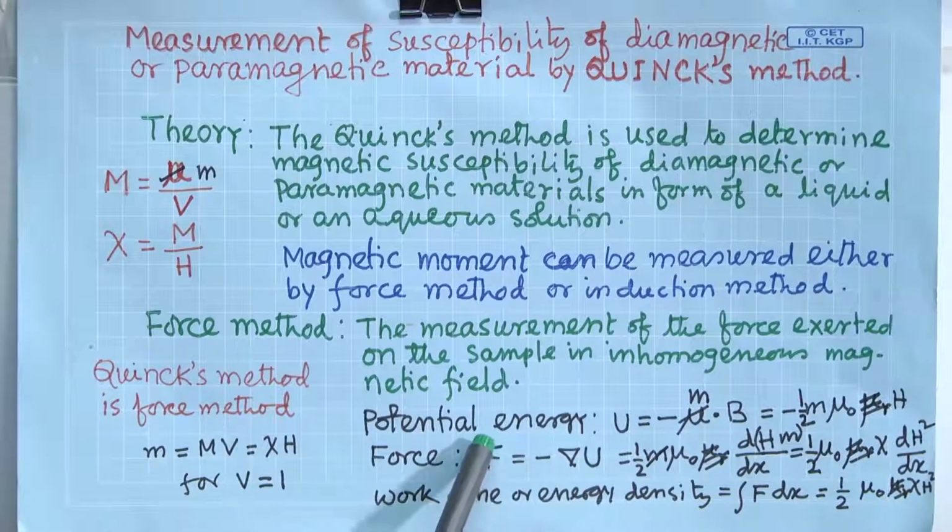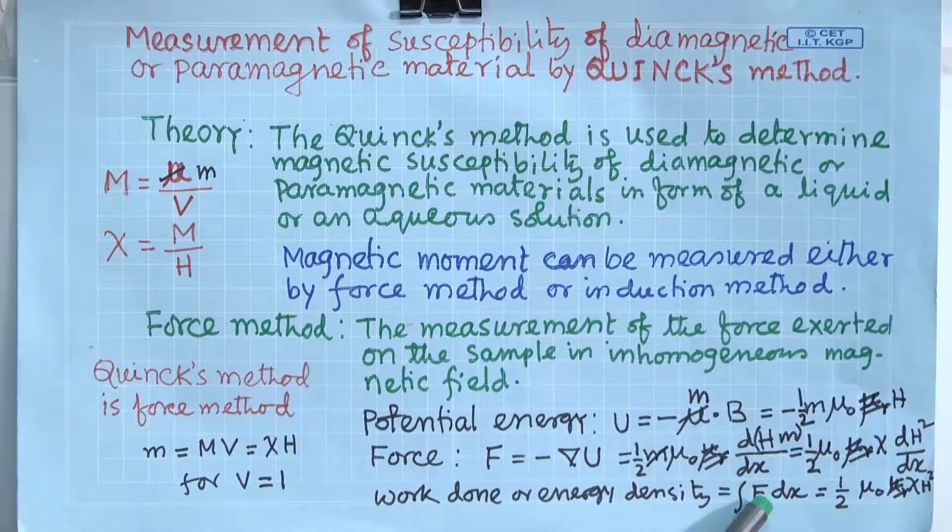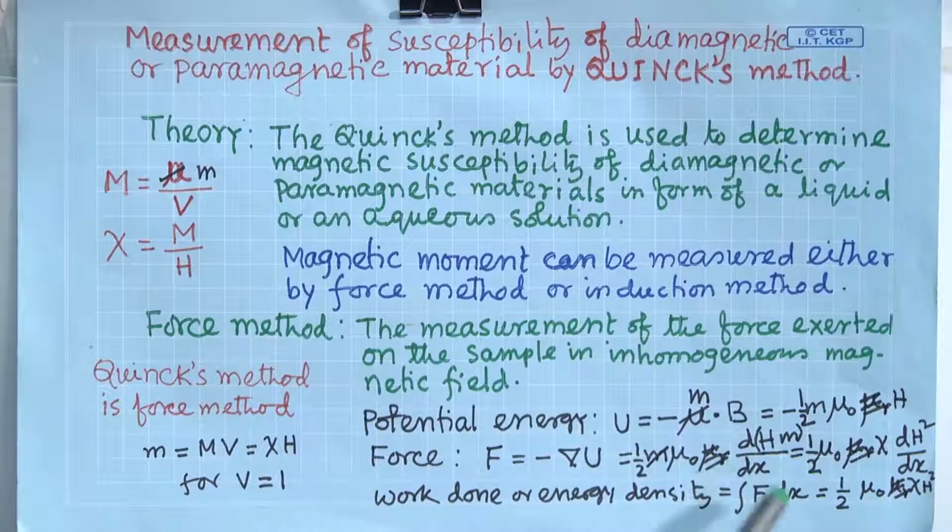So, what will this be if this is force? If this is force, and you take force into dx distance, then there is work done, or energy density, you can say, that will be half mu 0 chi H square. So, this will be the work done or energy density, half mu 0 chi H square.